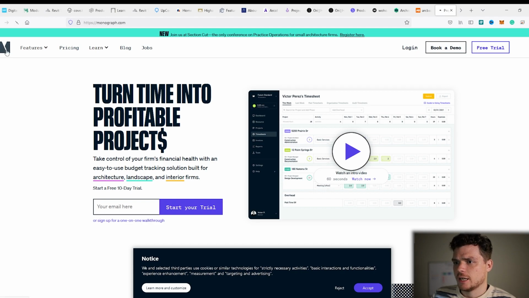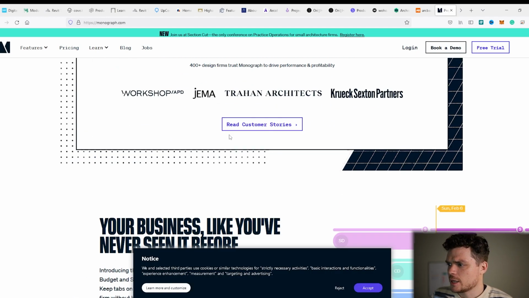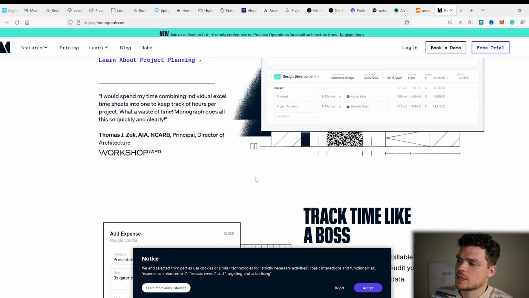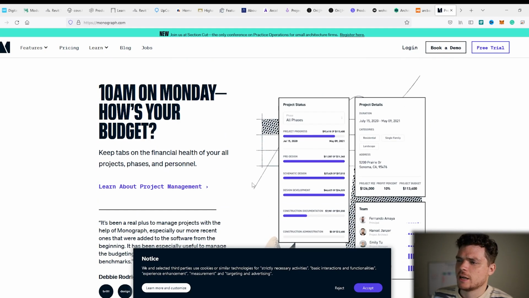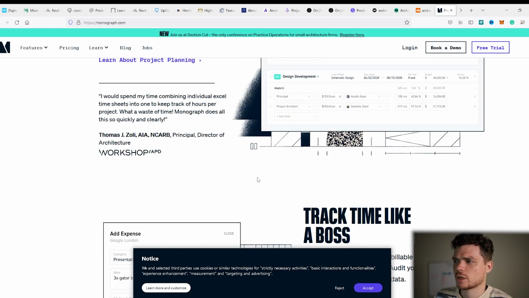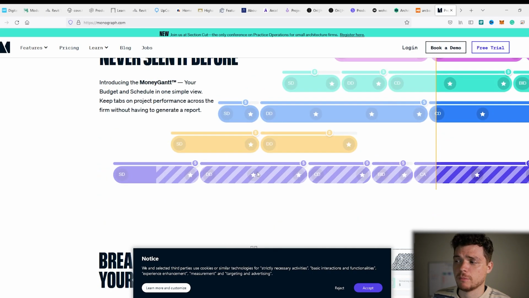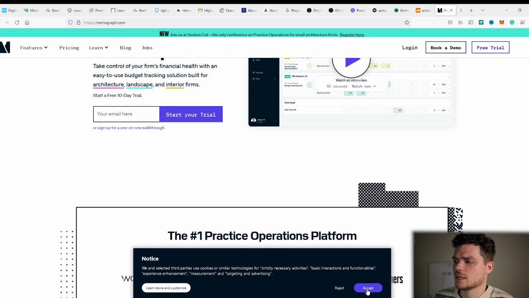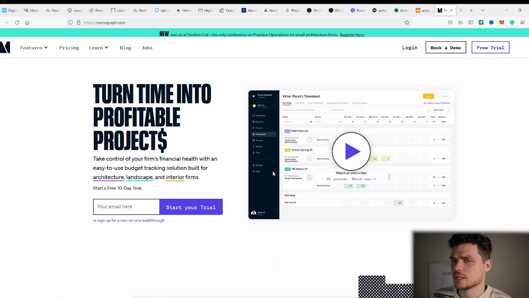Okay, then we also have here Monograph, which is project management software. This one I see a lot of press about. They have really awesome graphics. I am curious how they stack up to Asana and Monday.com. This is much more catered towards architects and project management, and Asana doesn't have this level of detail.